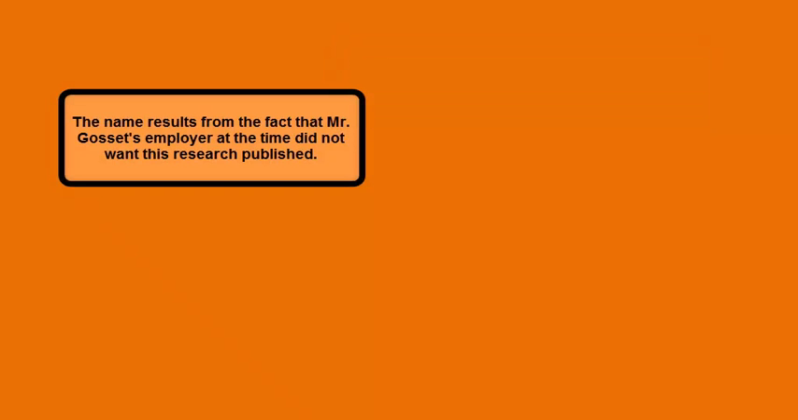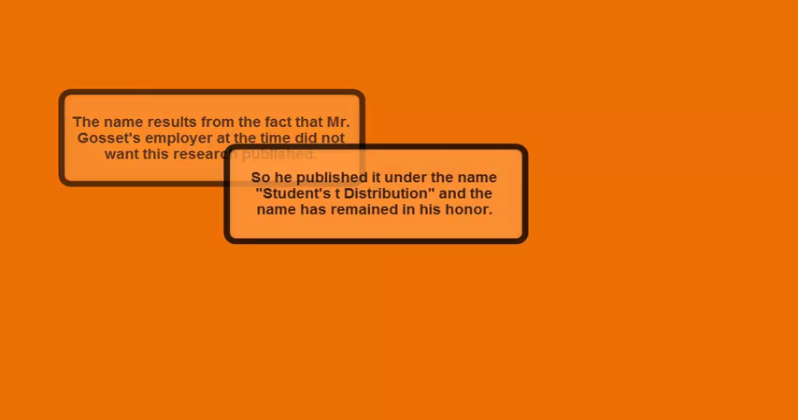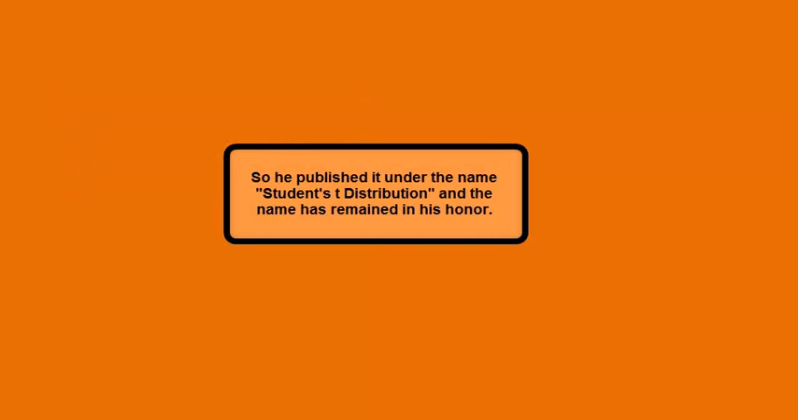The name results from the fact that Mr. Gossett's employer at the time did not want this research published, so he published it under the name student's t distribution, and the name has remained in his honor.